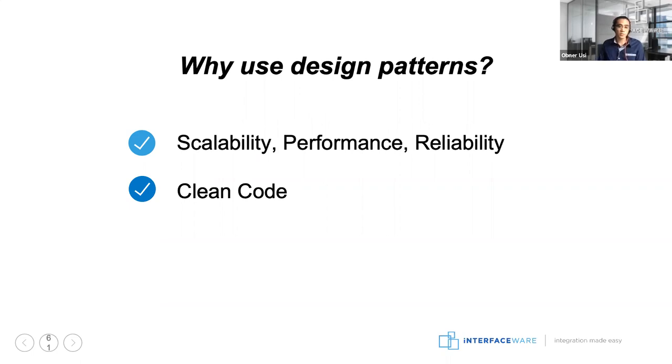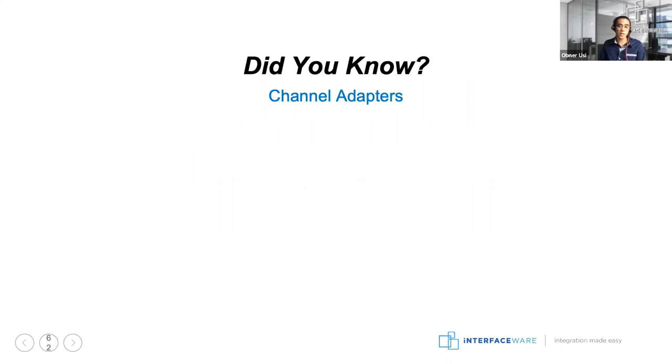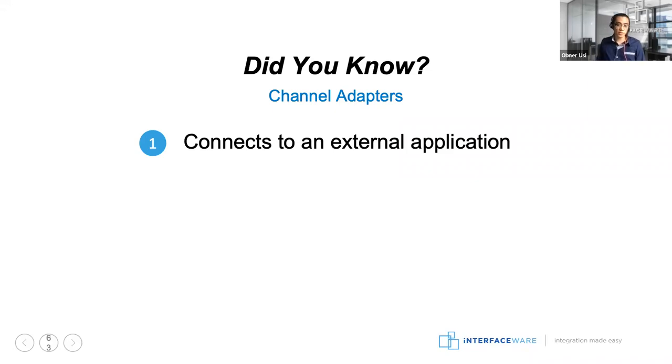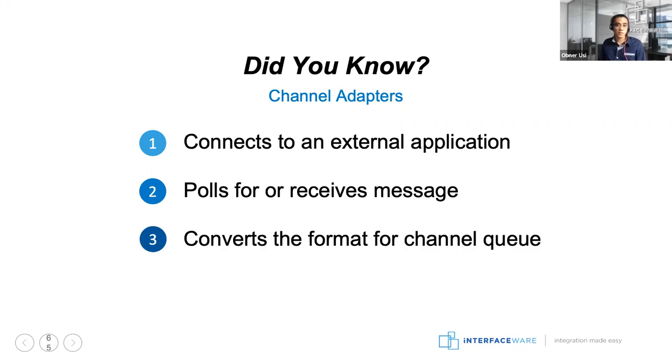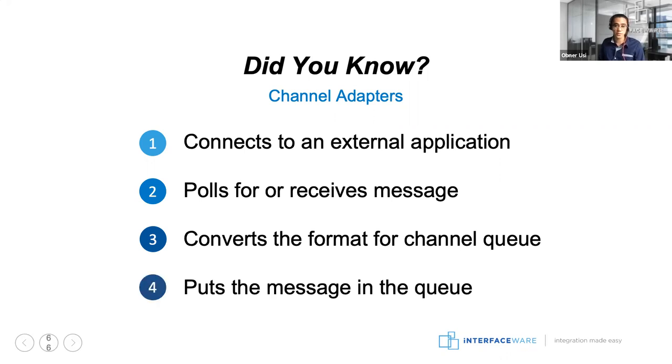Our first design pattern will be channel adapters. The general idea of the channel adapter is to connect with an external application, poll for or receive messages, convert the format of the message for the channel queue, and put the message in the queue.